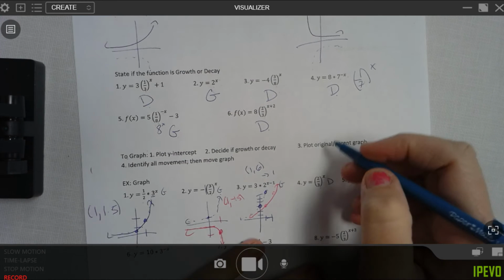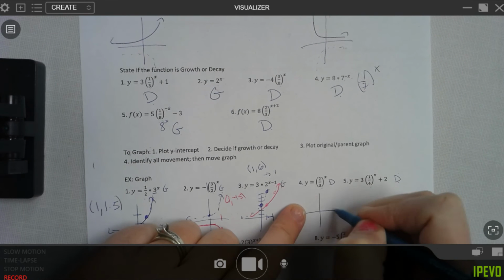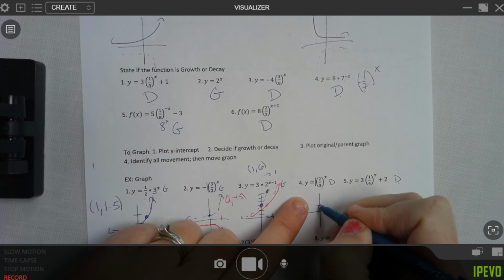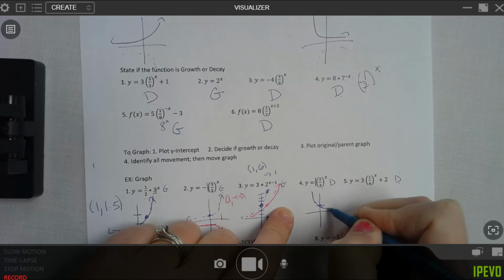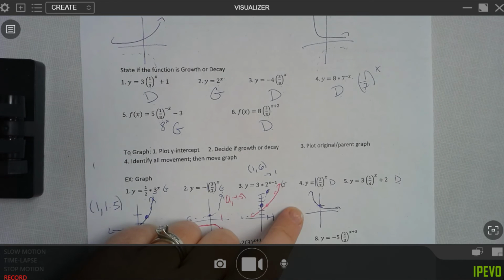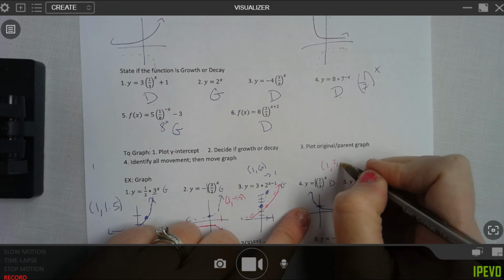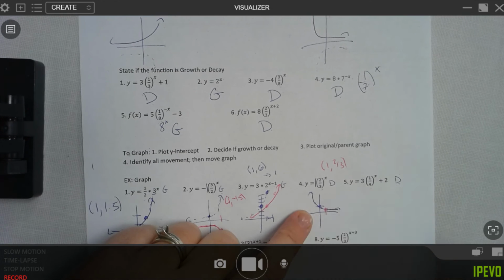So again here, it's a decay, my y-intercept's the imaginary 1 right there. And there's no movement, so it looks like that. So your second point would be 1, comma, 2/3. So 1, 2/3 right there.